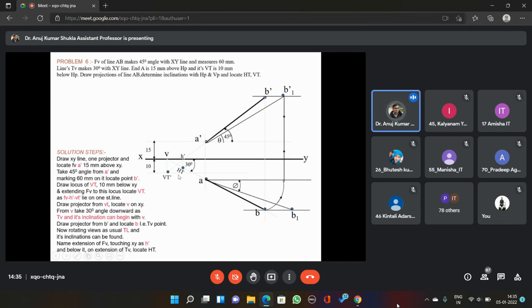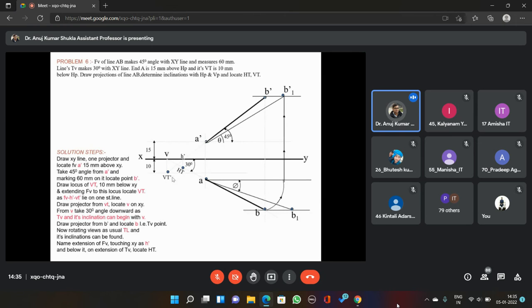And you have located ST and VT. So draw the XY line, one projector, and locate FV A prime 15 mm above XY. Take a 45 degree angle from A prime and mark 60 mm on it. Locate point B prime. Okay, everything is given.